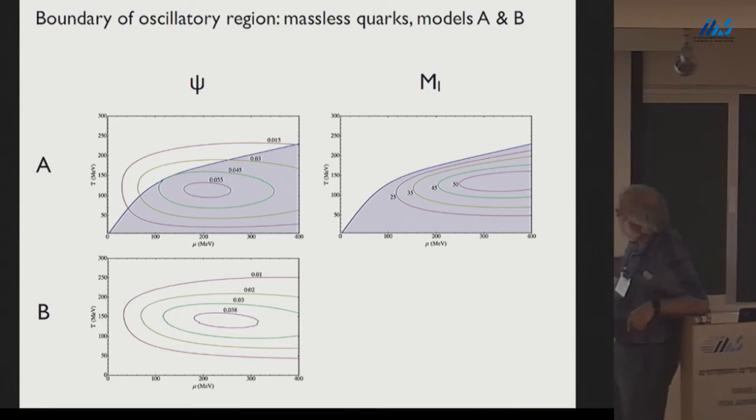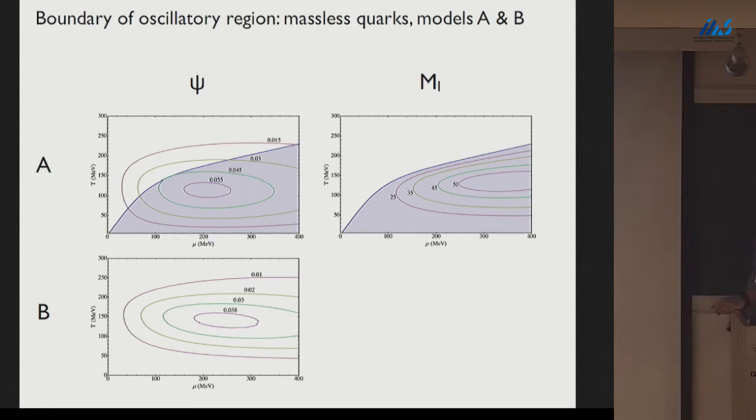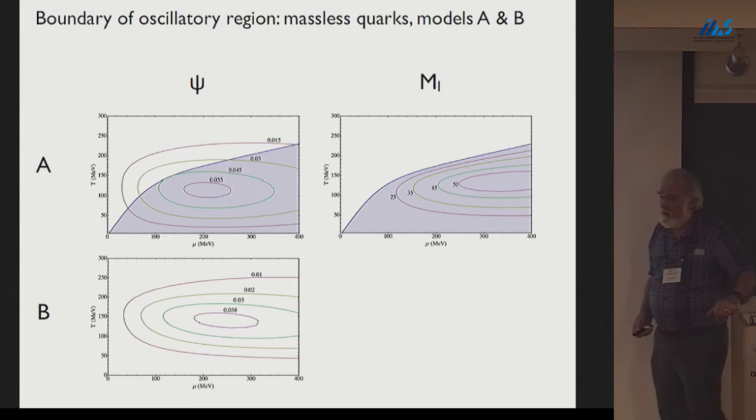And this plot over here shows, for model A, where the mass matrix has complex eigenvalues. Here at large mu, not too big t. Okay? What's surprising is that in this very simple model B, although superficially somewhat similar in the behavior of psi, it does not have complex eigenvalues of the mass matrix. So there's a strong difference between model A and model B here in how this works.